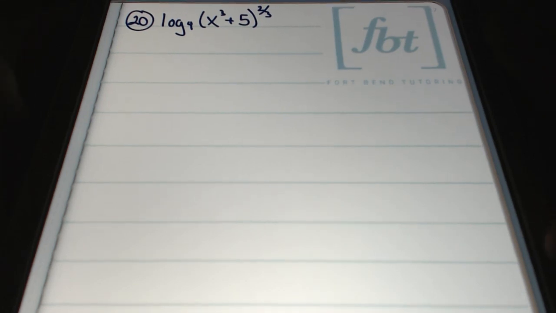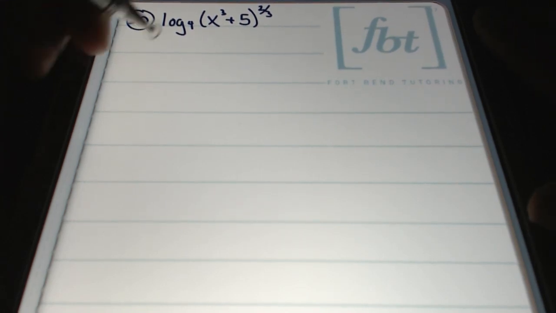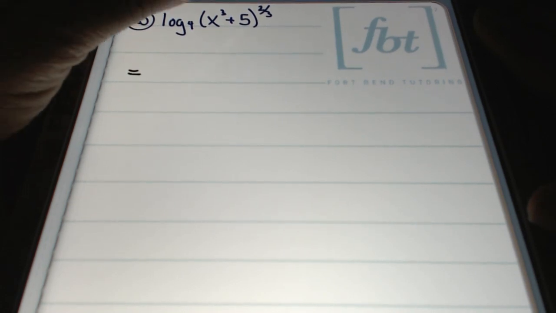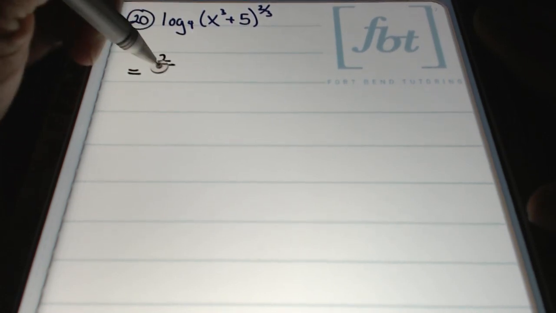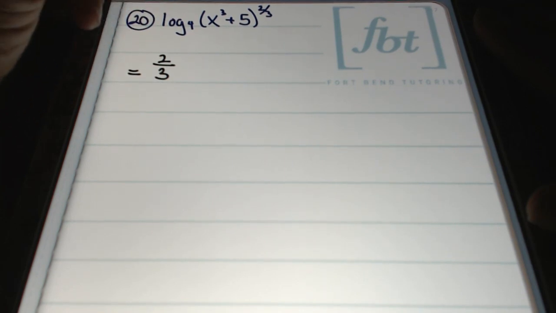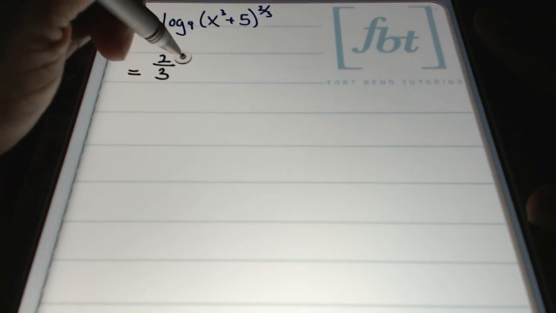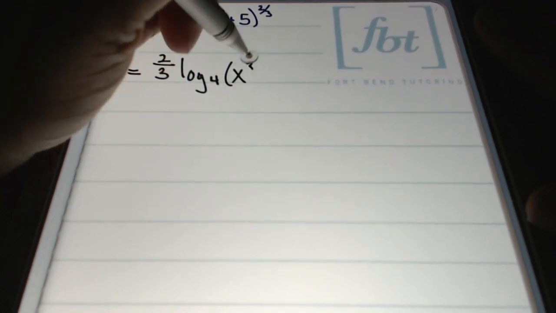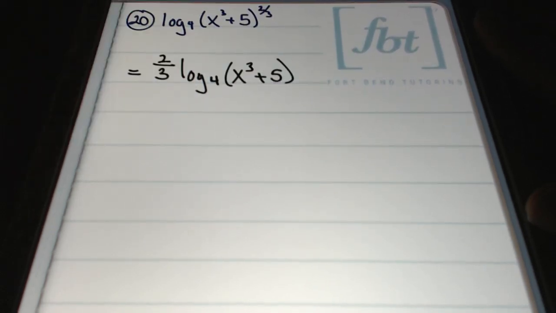All right. Let's continue on with problem number 20, guys. Let's get crack-a-lacking on this problem. So for the problem here, number 20, we're going to first of all bring the exponent of 2/3 in front. So this becomes 2/3 log base 4 of x cubed plus 5. Notice that within the parentheses here, guys, we have a sum. We don't have a quotient.